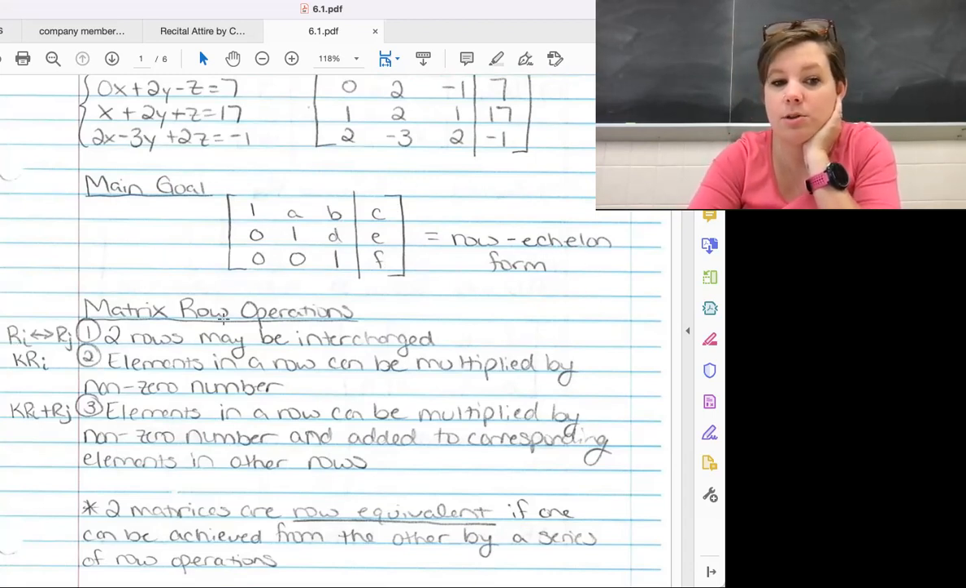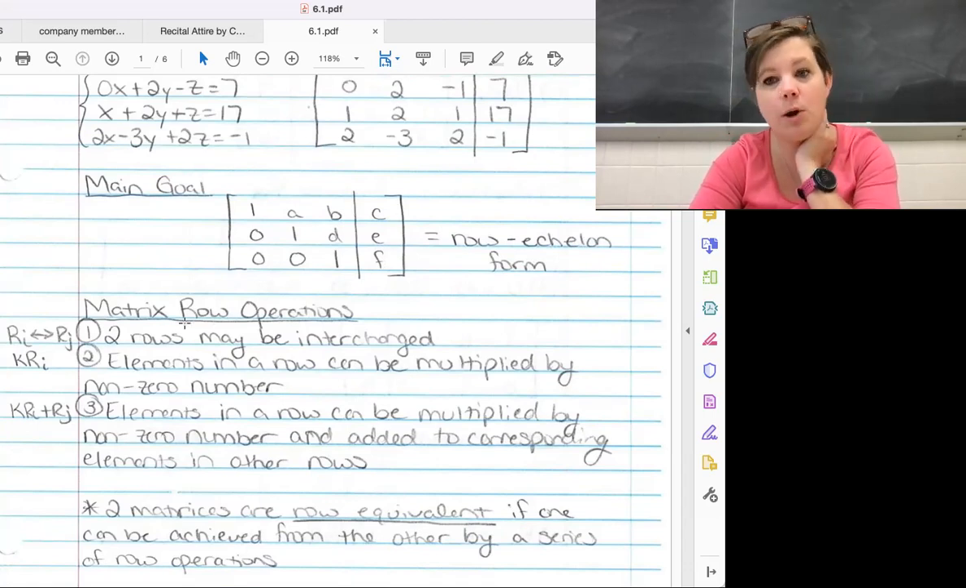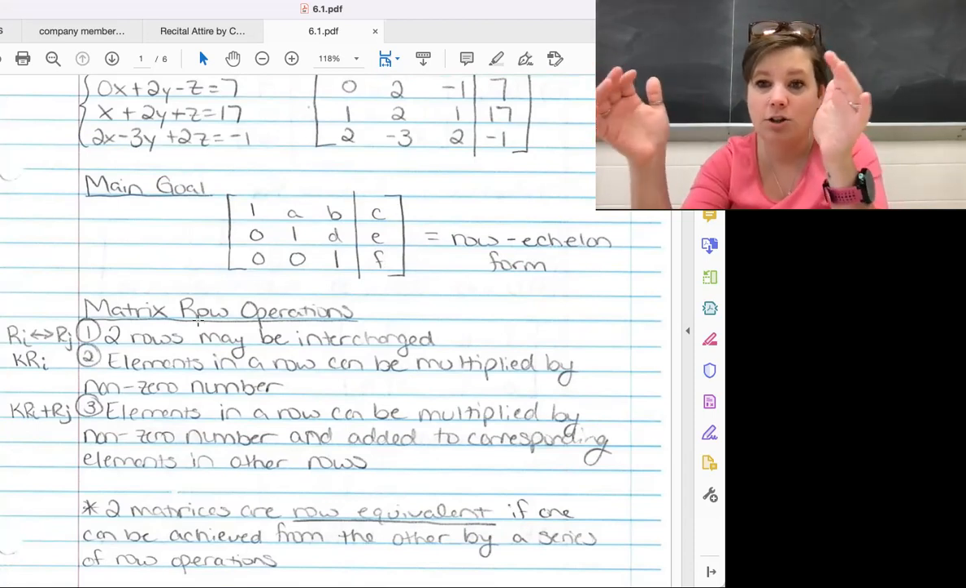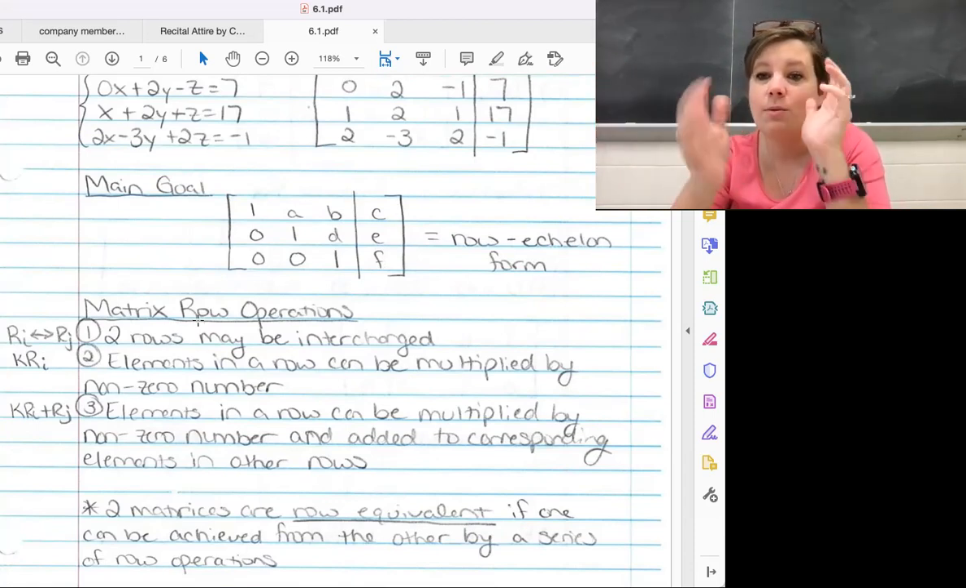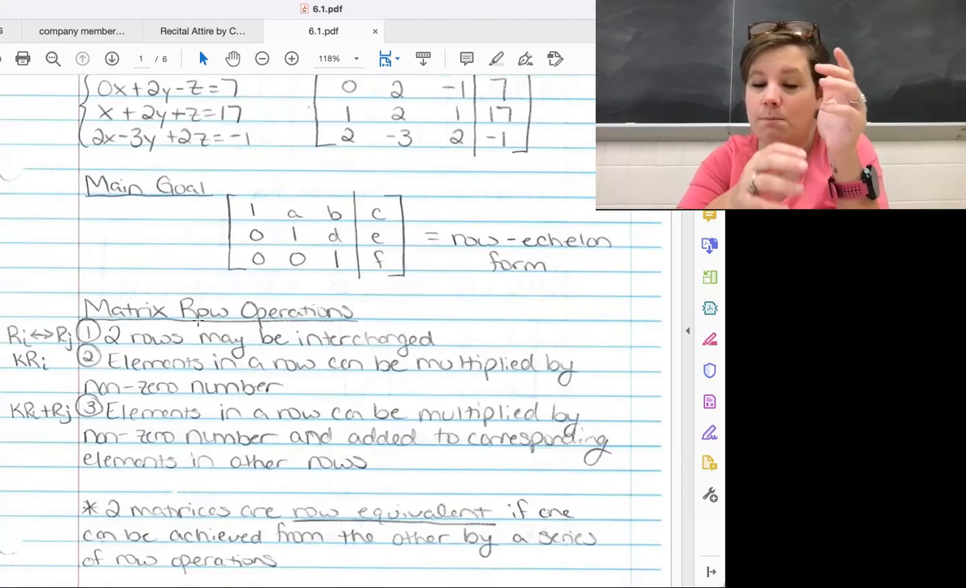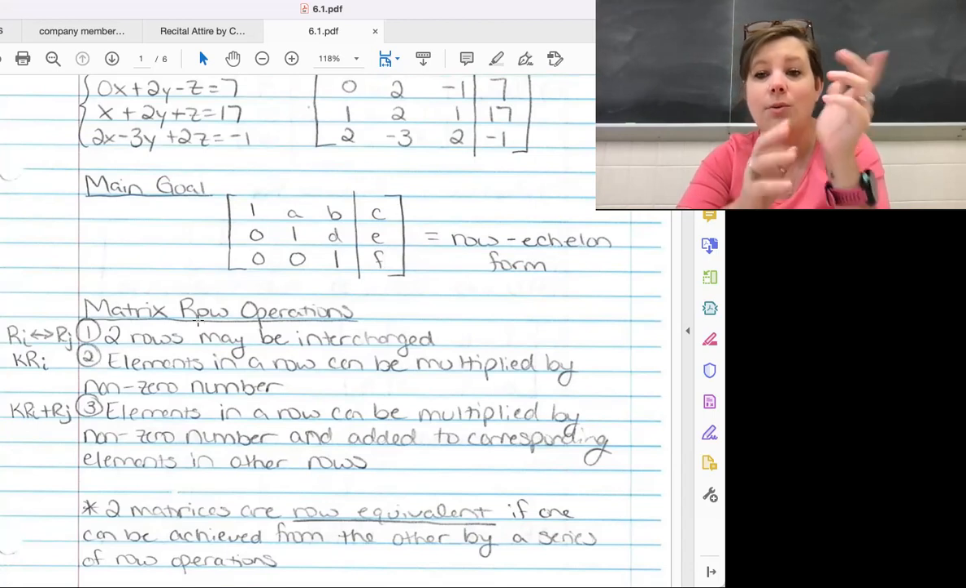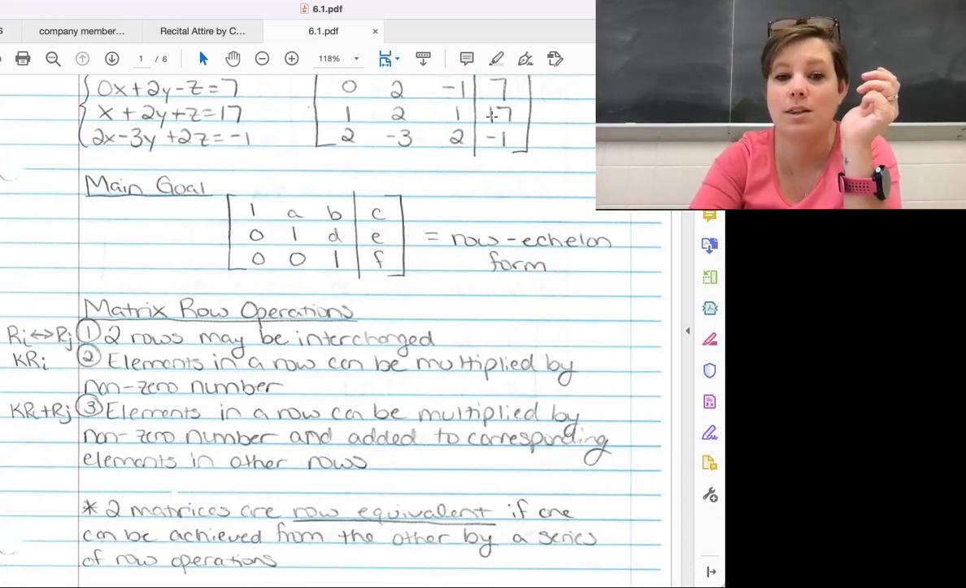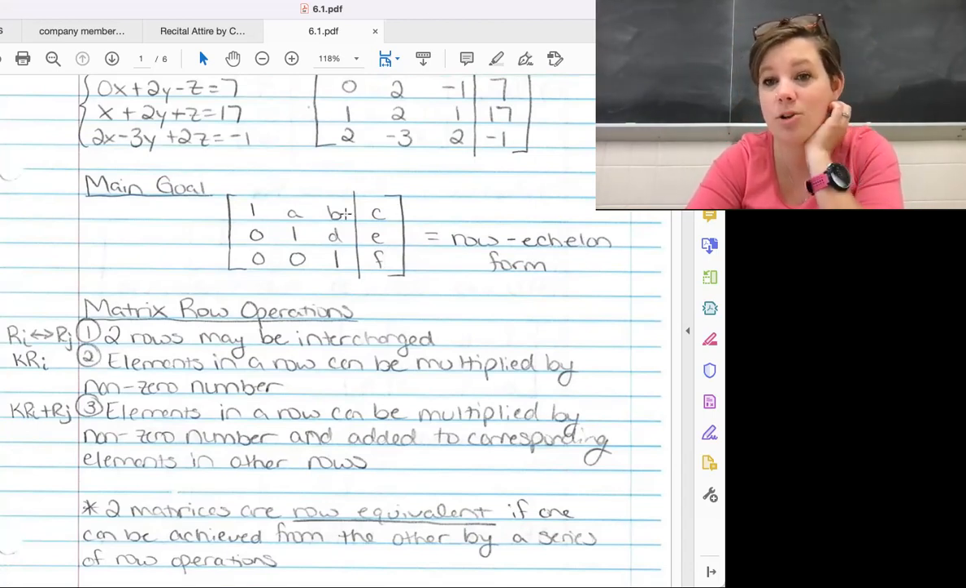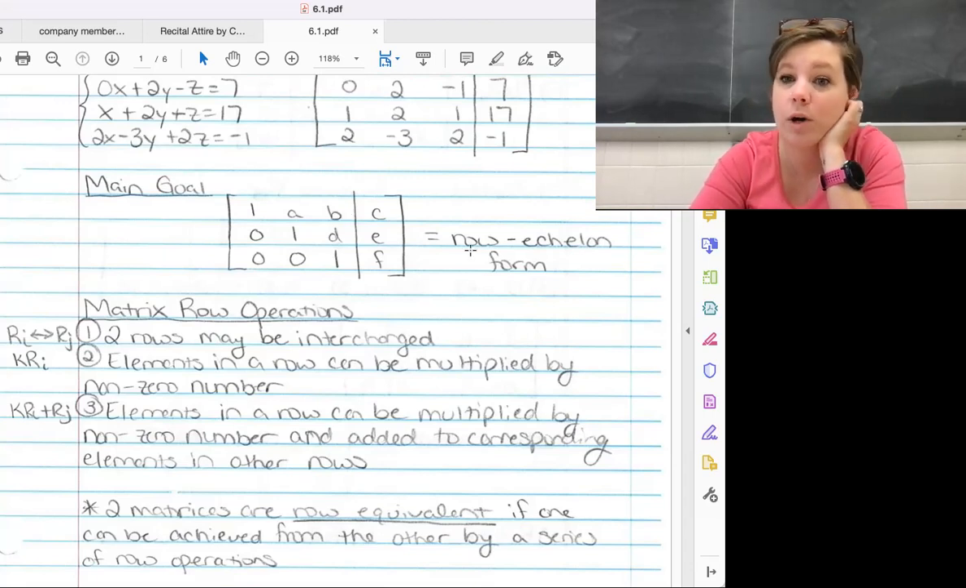So here's the 3 ranked matrix row operations that you have at your disposal. Because what we're going to do is we're going to take our augmented matrix from our system of equations. Then we're going to do these 3 matrix row operations to it, maybe more than once. We're going to keep playing around with it until we get this row echelon form. That's our goal.